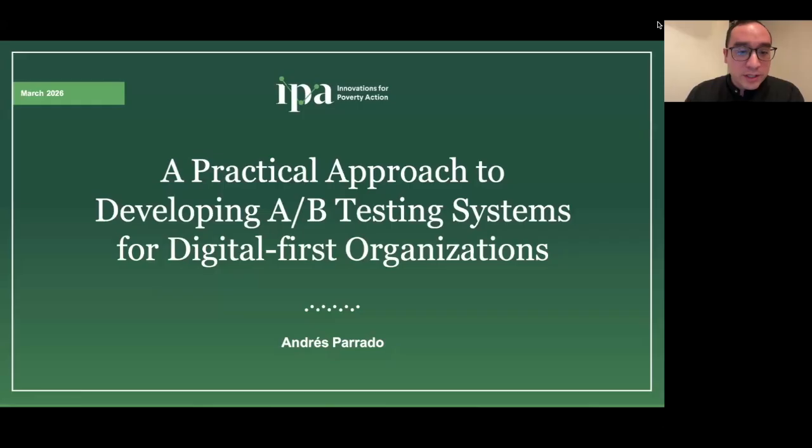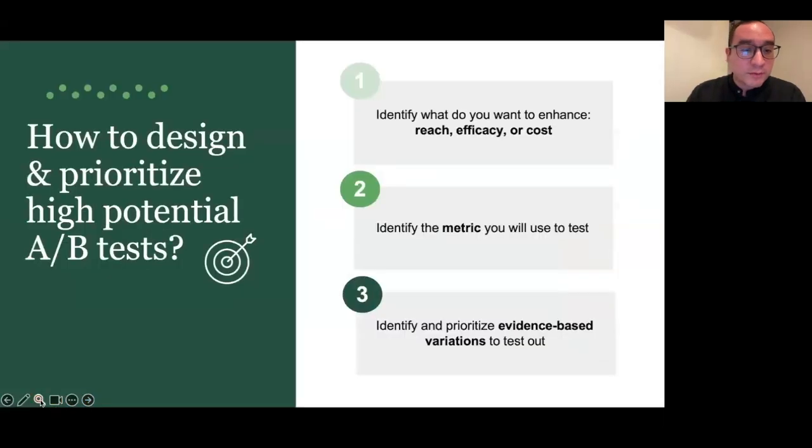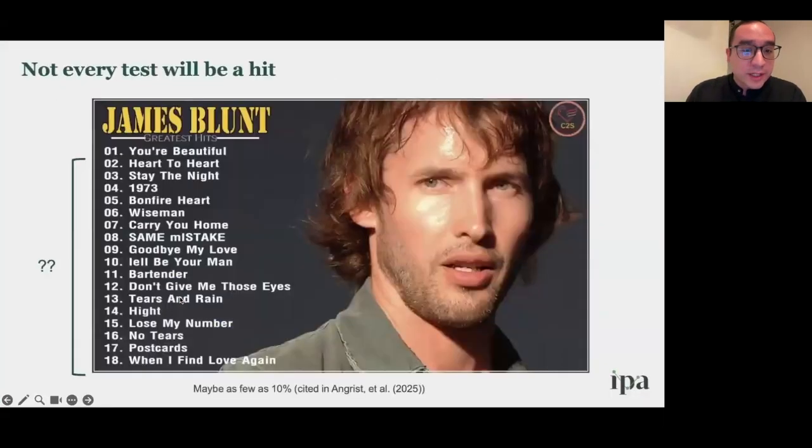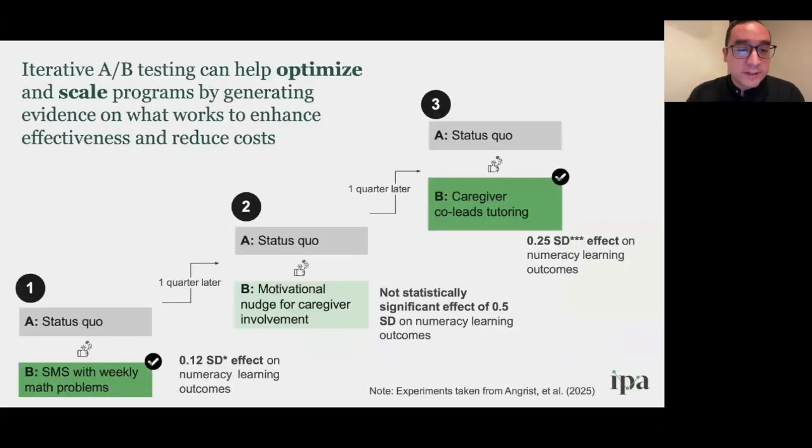So let me go ahead and start with the slides. I'm not going to spend a lot of time here because Amanda, I think, made the point greatly. But once you have a program that you want to scale, usually it suffers from a voltage drop. So maybe at scale, you're not implementing it with the same quality and the same fidelity. The question becomes, how do you ensure that you have the program that you want and that you improve on the cost effectiveness of the program?